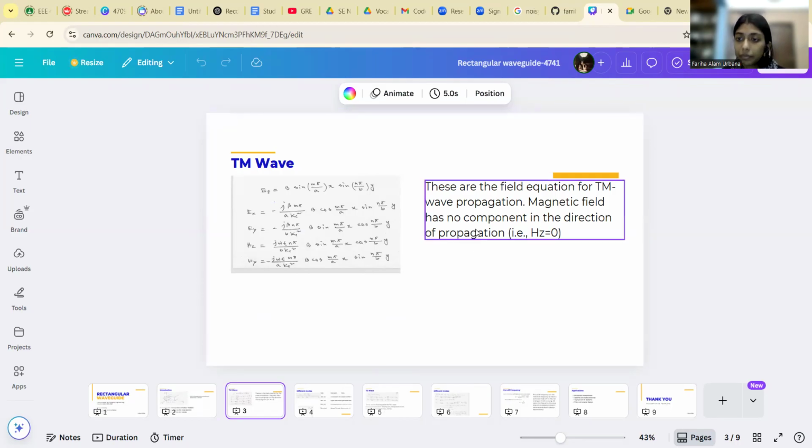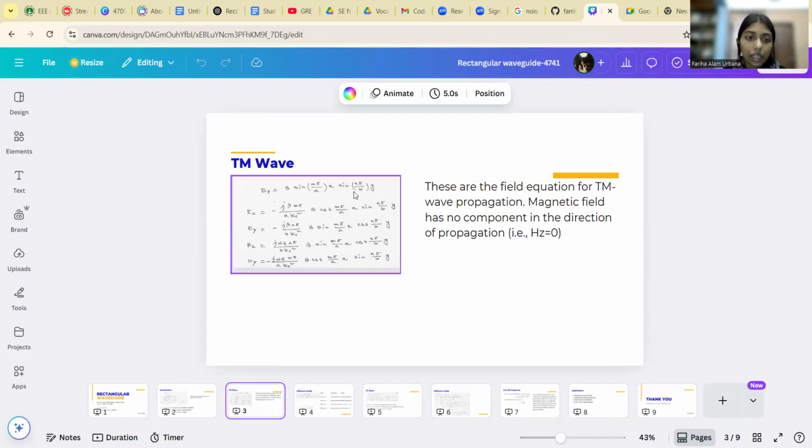If a transverse magnetic wave is propagating in the rectangular waveguide, we consider that the magnetic field has no components in the direction of the propagation. And at first, we have mentioned that our direction of the propagation is on the z-axis, so that's why Hz is considered as zero. It can be a question why Hz is zero, or why the magnetic field has no component along this direction, because our magnetic field is entirely transverse along that plane.